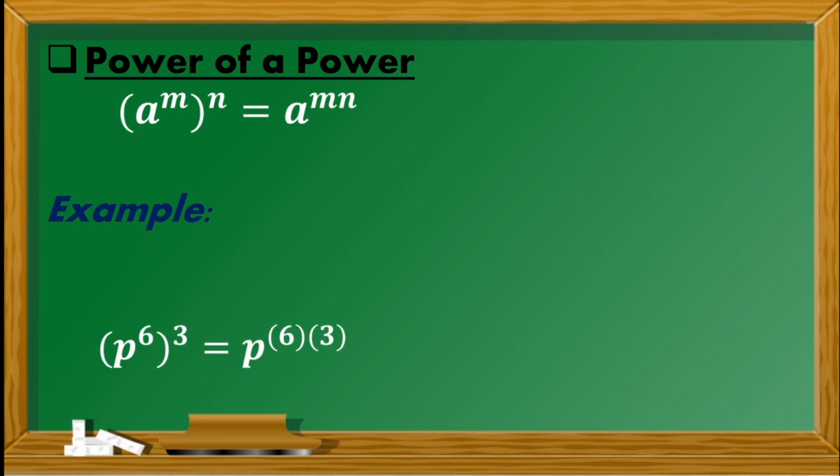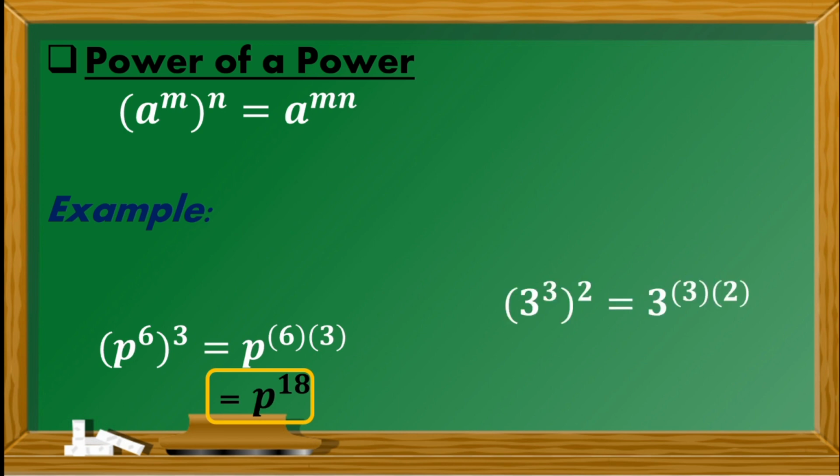Halimbawa, p raised to 6, or quantity p raised to 6, raised to 3. So, magiging siya p raised to 6 times 3. And 6 times 3 is 18. So, ang ating sagot ay p raised to 18.